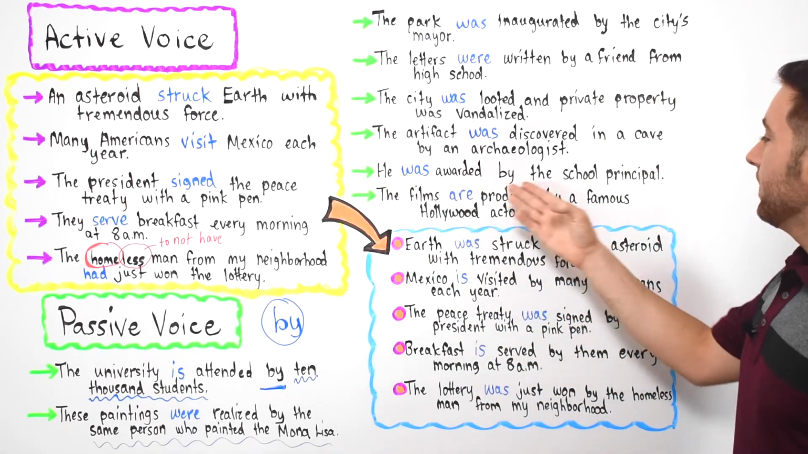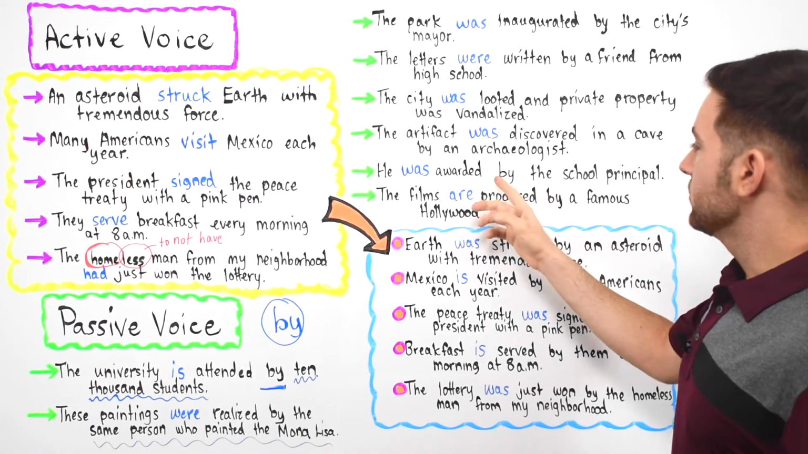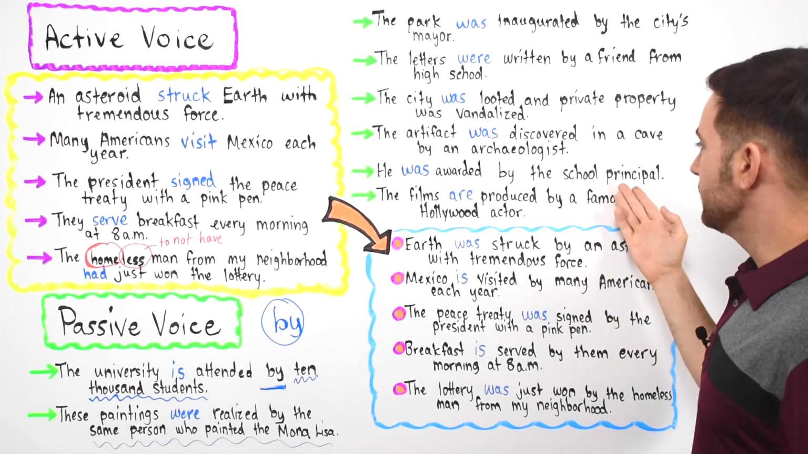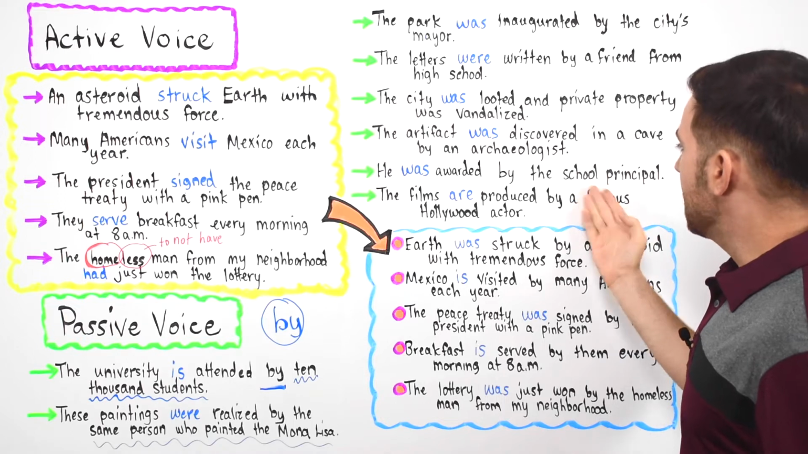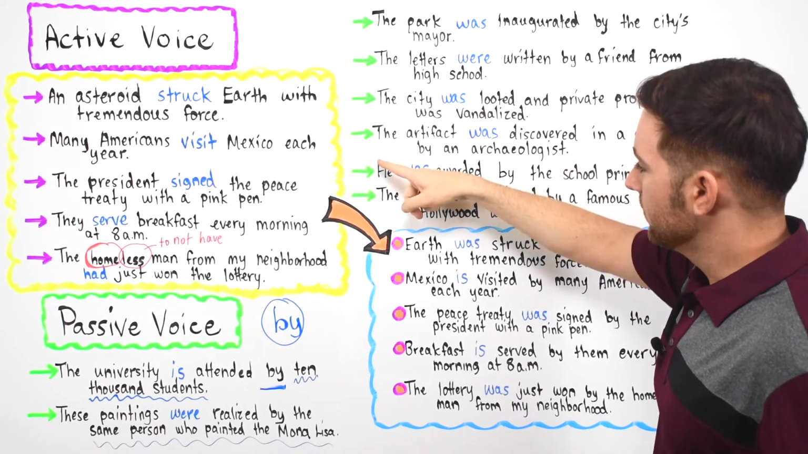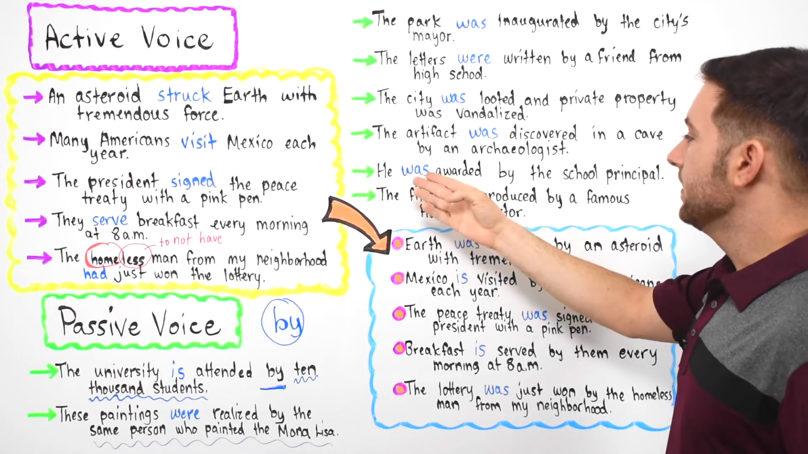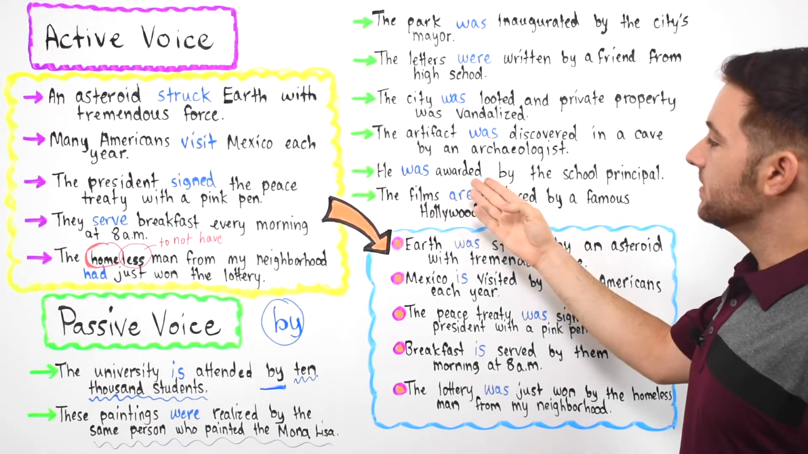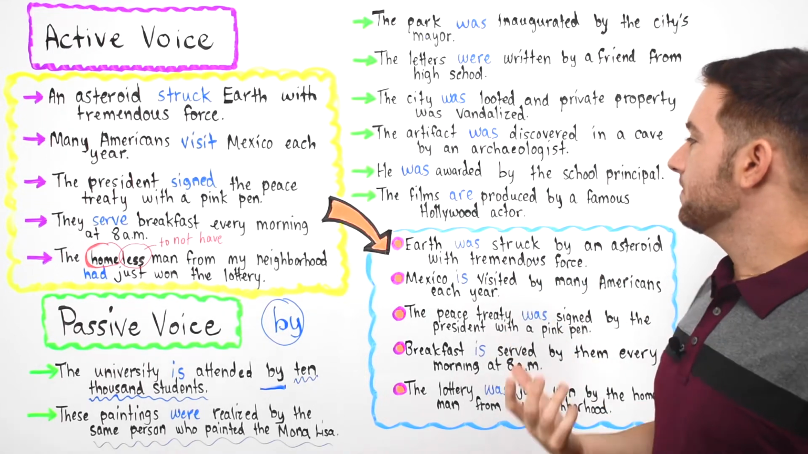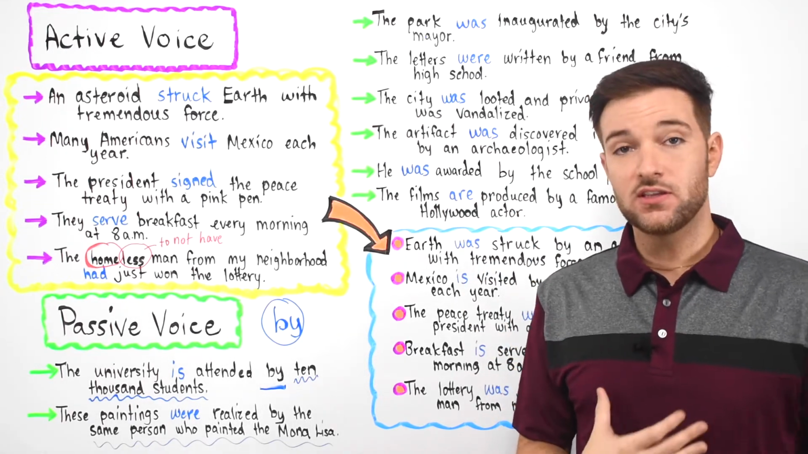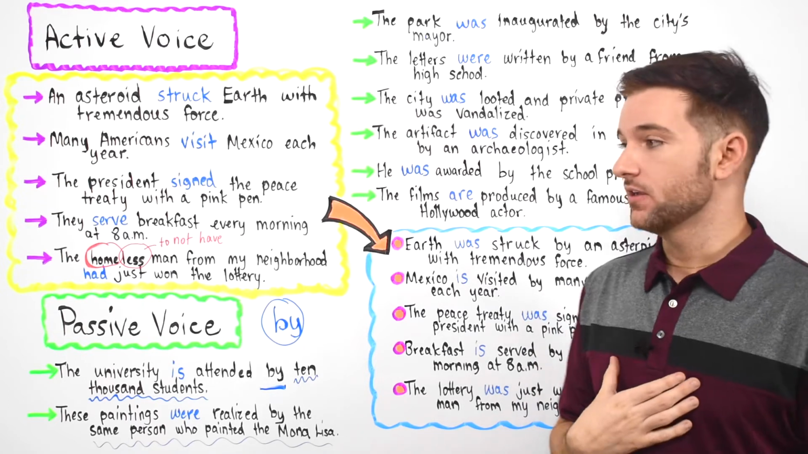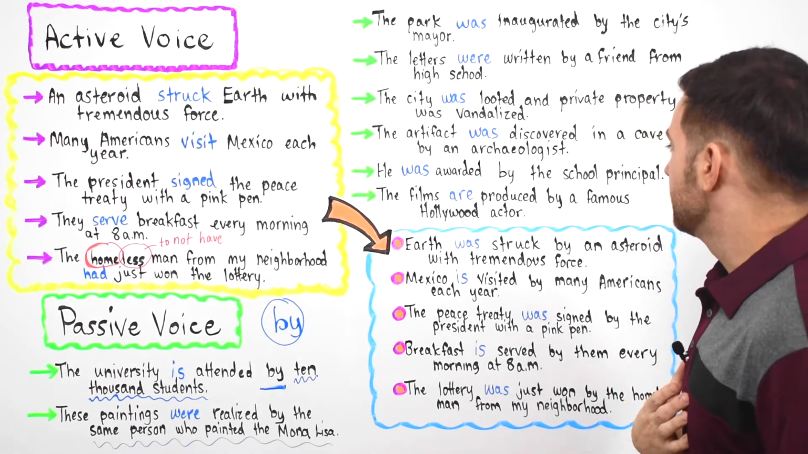He was awarded by the school principal. Okay, so the school principal is the agent, and the action is acting upon him, okay, whoever he is, in this case a student, I believe. He was awarded. Awarded is something that you receive with respect. And when you are awarded with something, you feel proud, you feel happy, you feel accomplished.